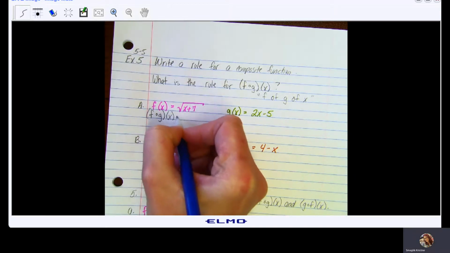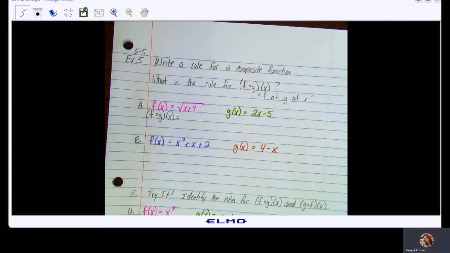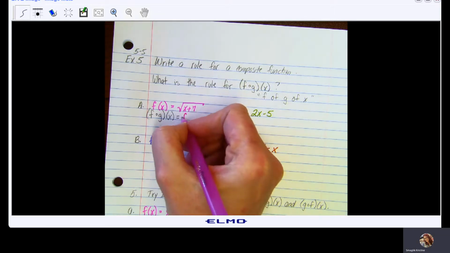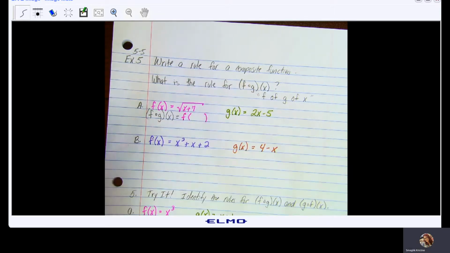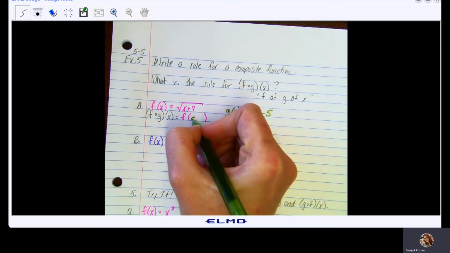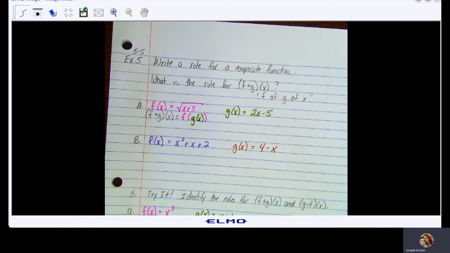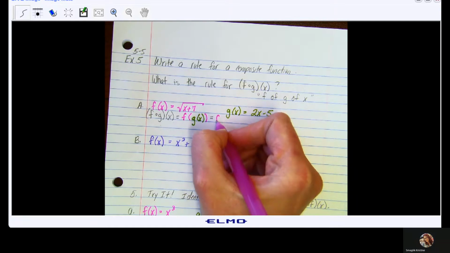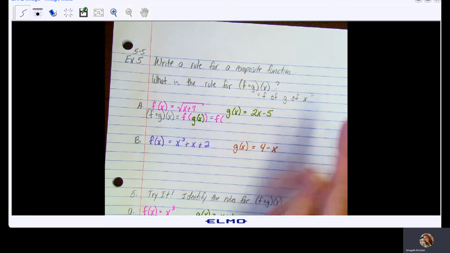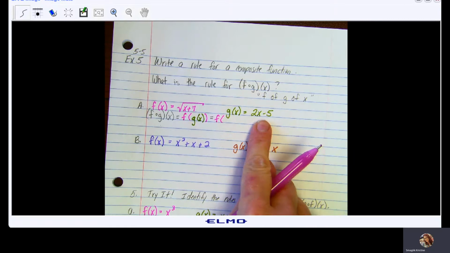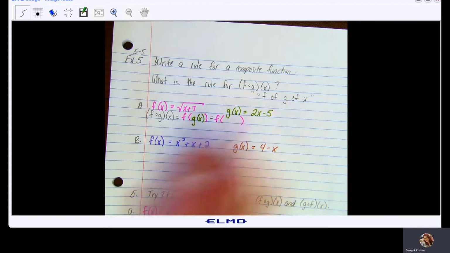F of g of x is the same as saying f of g of x. They're both spoken the exact same way, but they have a different representation, and you could see them either way. So that means now I have f, and I'm going to input whatever my g of x is. So my g of x is 2x minus 5.